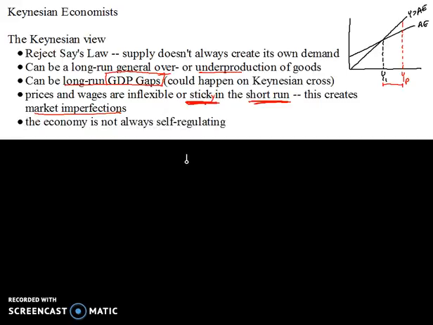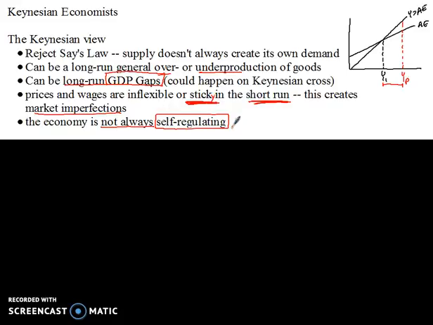So let's just say it this way. The simplest way of saying it is this. The Keynesians believe that the economy is not always self-regulating. The classical economists believe that the economy is self-regulating. It will fix itself. The Keynesians say that it's not always self-regulating. It won't always fix itself.